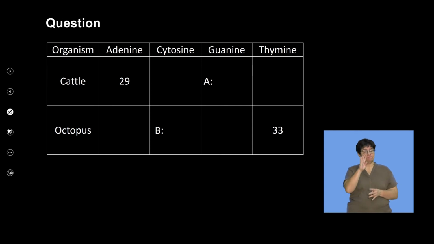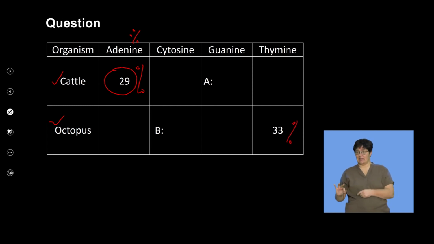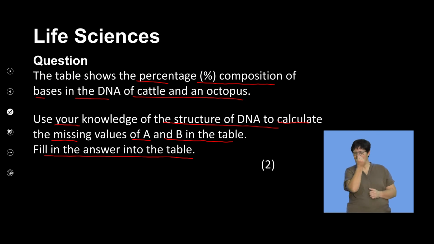So here's a table that shows you the different organisms. We've got cattle and we've got octopus, and it illustrates the percentage composition of the different bases in DNA. And so here we're seeing that the table illustrates a 29% composition of adenine for the cattle, and for the octopus, it shows a 33% composition of thymine. So I'd like to go back to the question, guys, so that we can read the question again and have a better understanding of it.